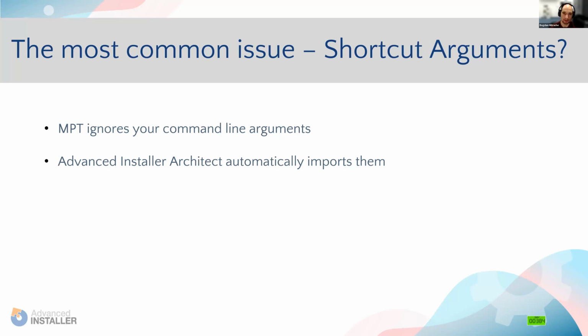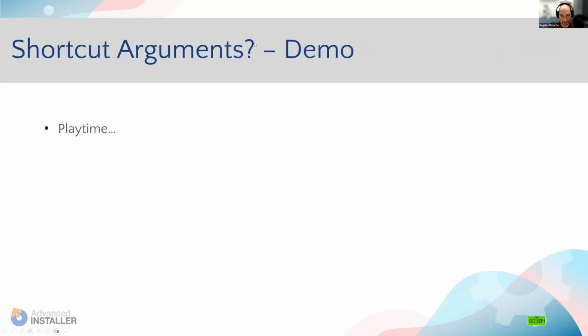So I'll jump directly to the first problem, where you have one or more shortcuts to the same EXE. If you have multiple shortcuts which target the same EXE from the package, the packaging tool needs some help to decide which shortcuts you want to keep in the package, or if you want to actually keep all of them. The most encountered problem, though, is how do you handle shortcut arguments.